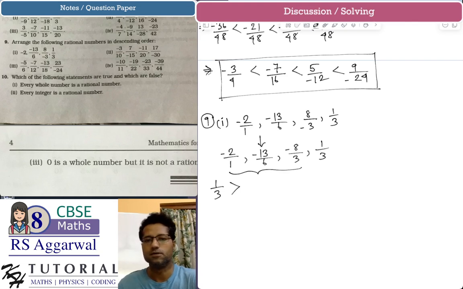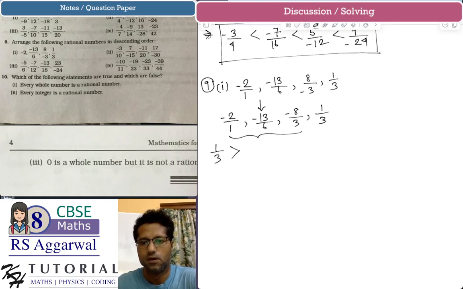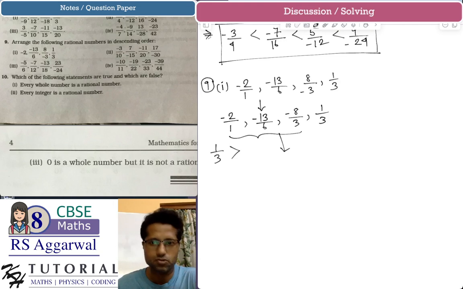Now we have to arrange these 3 rational numbers in descending order. So let's work on these 3 rational numbers. We have minus 2 by 1, minus 13 by 6 and minus 8 by 3. We have to convert them to equivalent rational numbers so that the common denominator will be the LCM of 1, 6 and 3, which is 6. So minus 2 by 1, to get denominator 6, we multiply both the numerator and the denominator by 6. So it becomes minus 12 by 6.